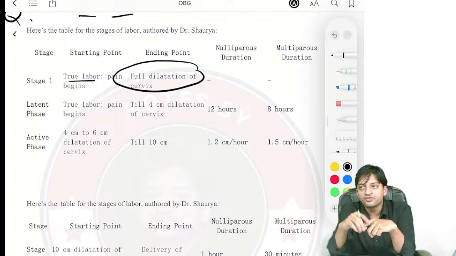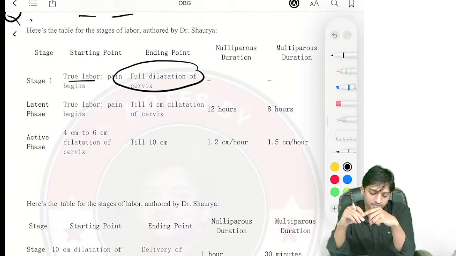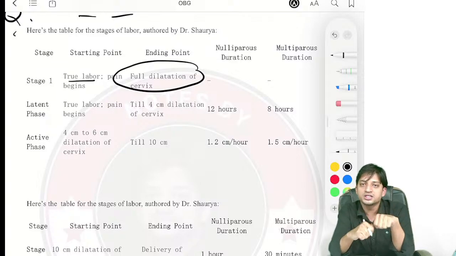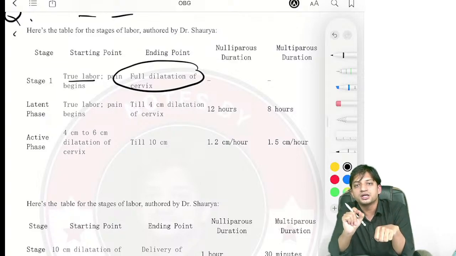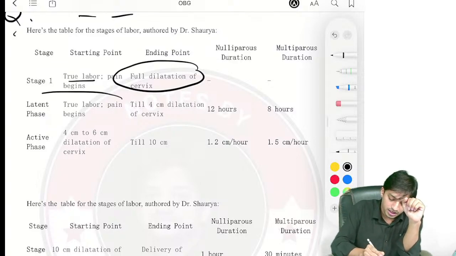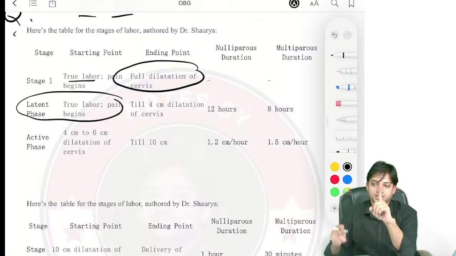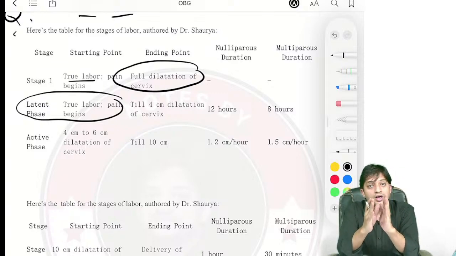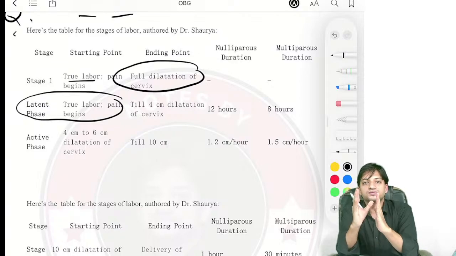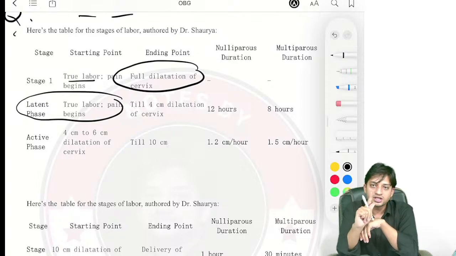When do you call latent phase? In latent phase, true labor pain begins, beginning point. Ending point for latent phase is when the cervical dilatation reaches 4 centimeter. Done. Just have a look. Latent phase, starting point is beginning of the true labor pain, and ending point is when the cervical dilatation reaches 4 centimeter. Stage 1 latent phase covered.